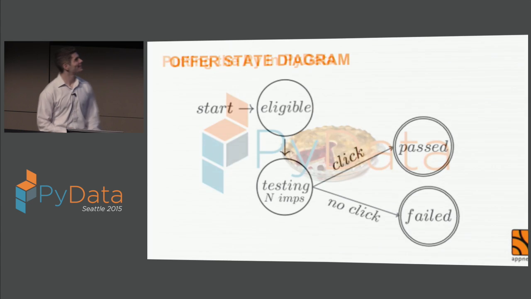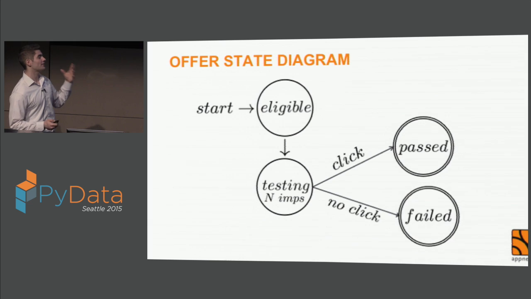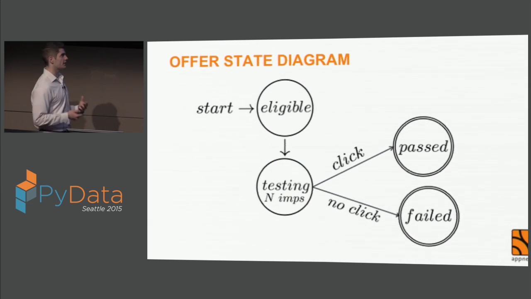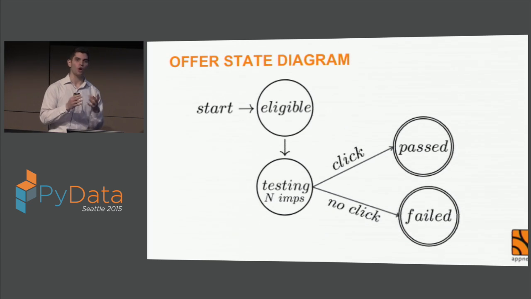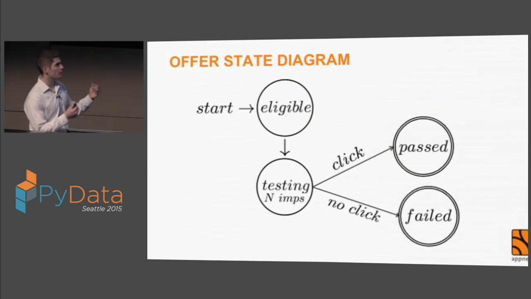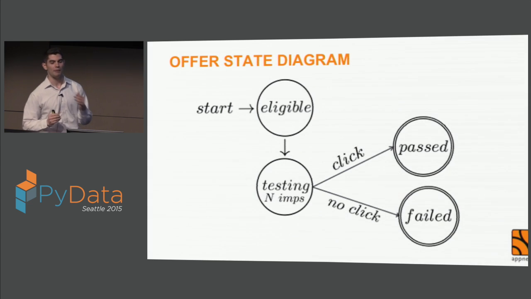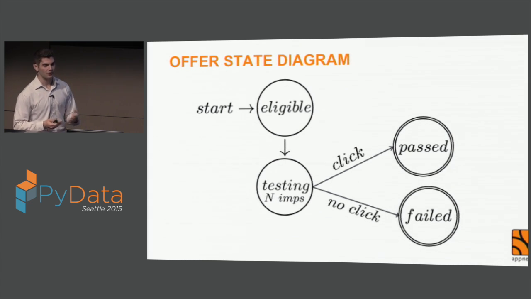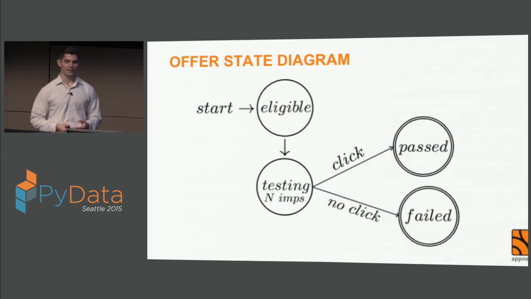Just kidding. All right, so if you recall, this is the state diagram. This is the implementation of offer quick test as we see it on the engineering side. We want these offers to start off in an eligible state, then go into a testing state where they're later put into either a passed or failed state. By itself, this doesn't seem like a terribly challenging problem. But what makes it complicated is the scale at which we do this.